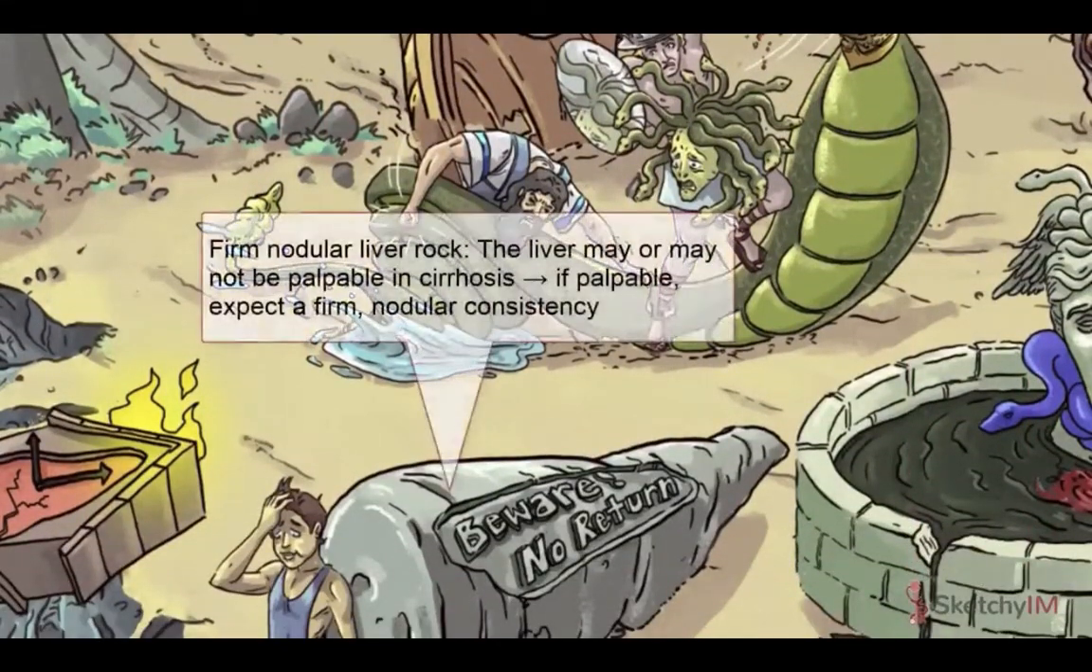What about the size of the liver? Well, in cirrhotics, the liver may be enlarged, normal-sized, or small. Classically, early chronic liver disease presents with hepatomegaly, often palpable on exam. But as cirrhosis develops, the liver begins to shrink and may no longer be palpable. If it is palpable, expect a firm nodular consistency.